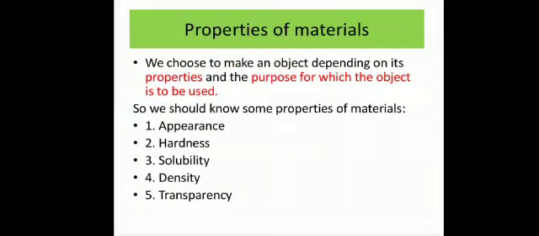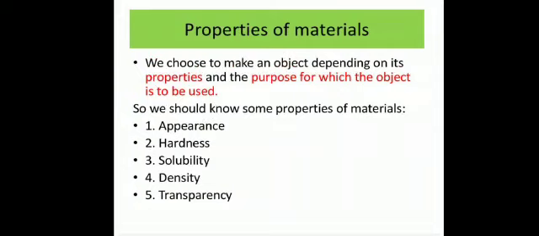Similarly, we make cooking utensils of materials such as copper, aluminium, stainless steel. Because these materials can conduct heat well. We do not make cooking utensils of paper-like materials because they will burn out as soon as they are kept on a burning gas stove.